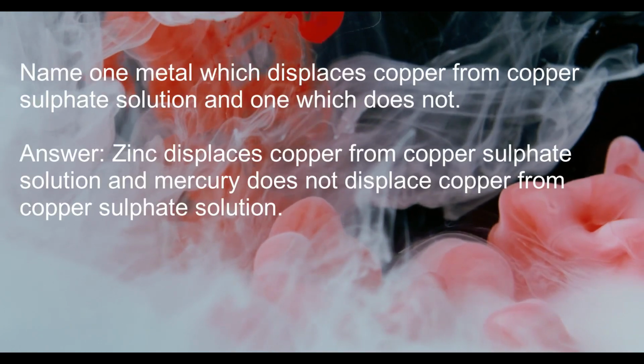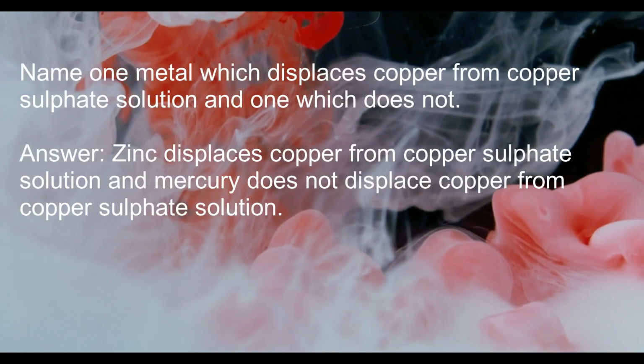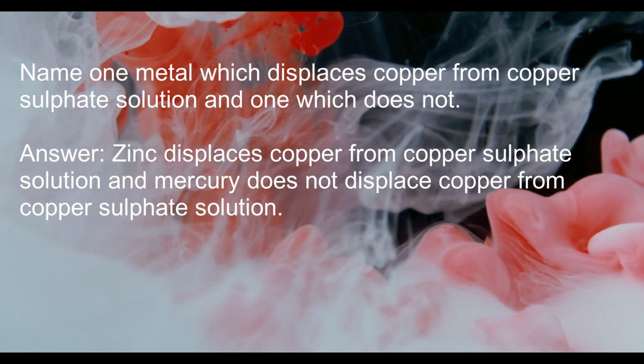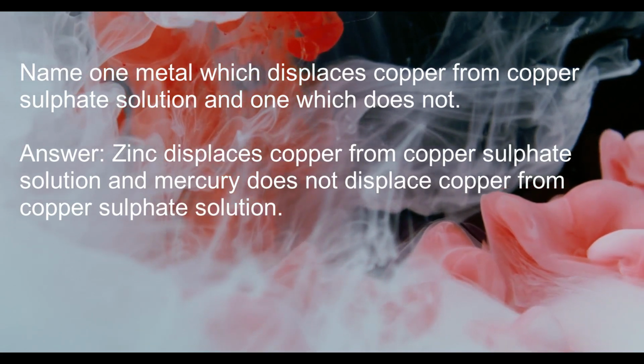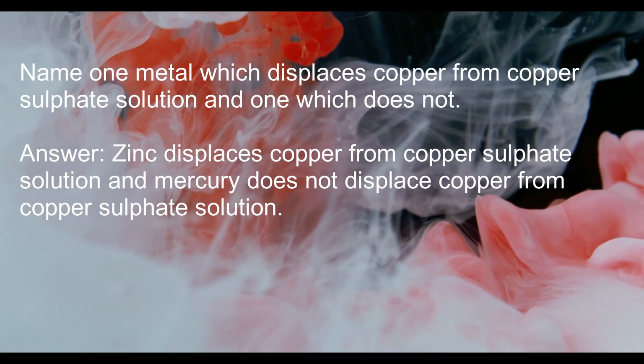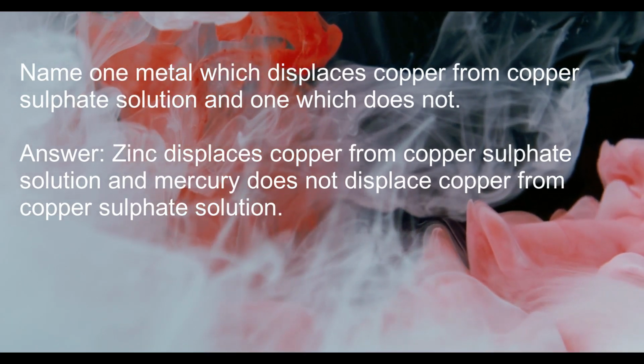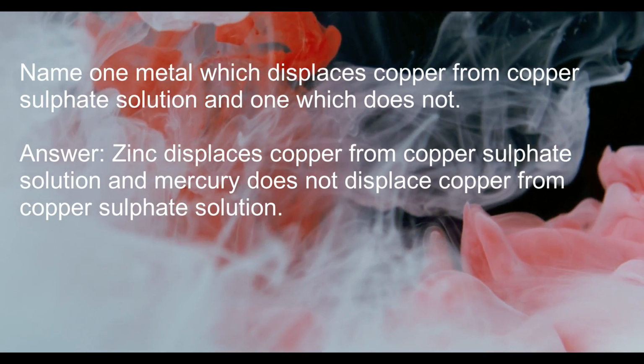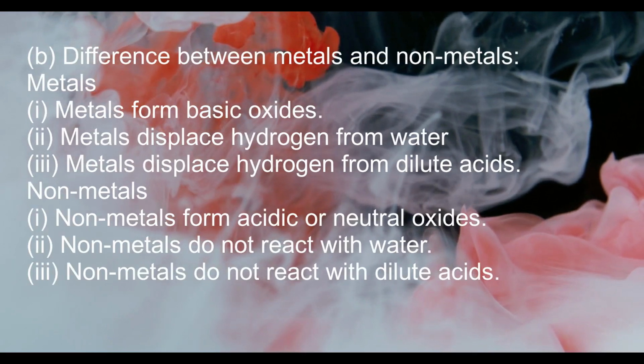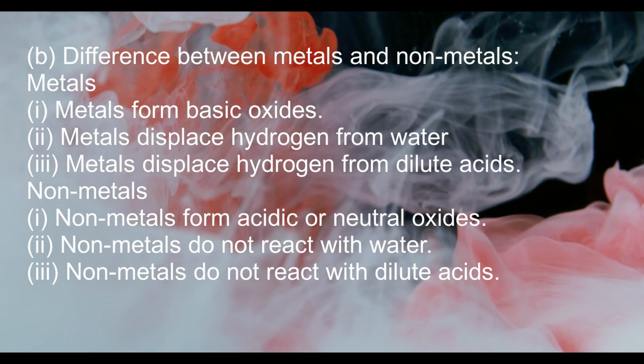Name one metal which displaces copper from copper sulfate solution and one which does not. Solution: zinc displaces copper from copper sulfate solution and mercury does not displace copper from copper sulfate solution. Differentiate between metals and nonmetals on the basis of their chemical properties.